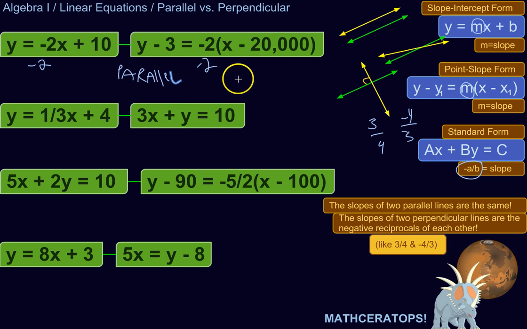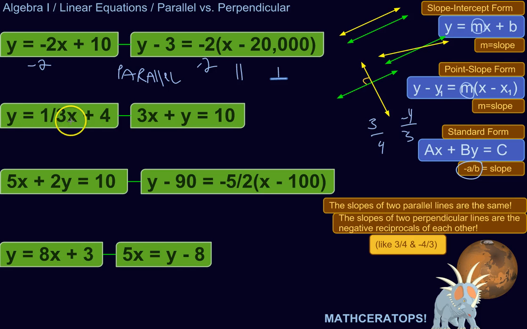Parallel lines. I'm trying to remember the symbol for it. I think the symbol for it is like that. I'll look that up just to be sure. I think that's parallel, and I think this is perpendicular. Okay, so let's look at this next set of lines.